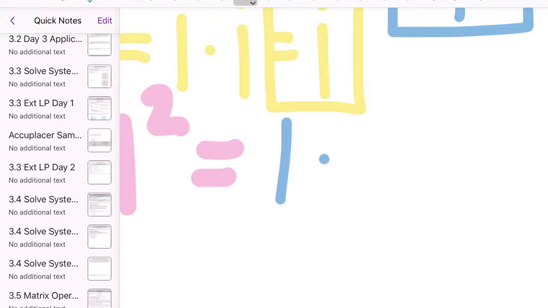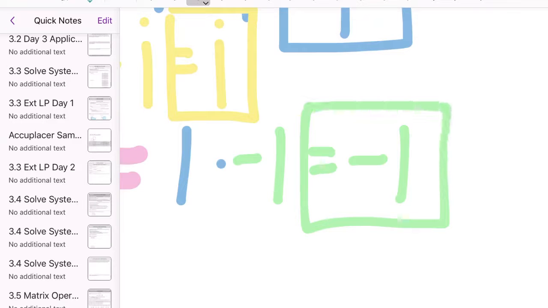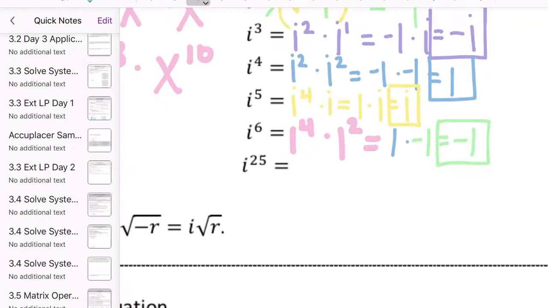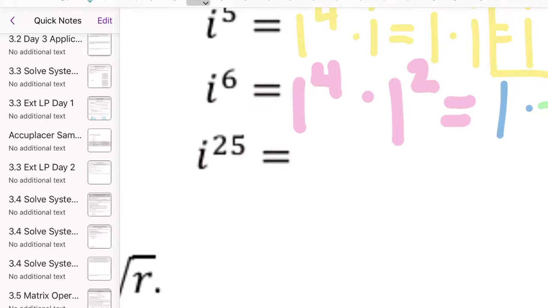Can you do i^5 and i^5? No, that doesn't add to 25. We could, however, we always want to break it into something with 4. Because i to the 4th is 1, i to the 8th is 1. So 24 and 1. There we go. Remember, we add the exponents.